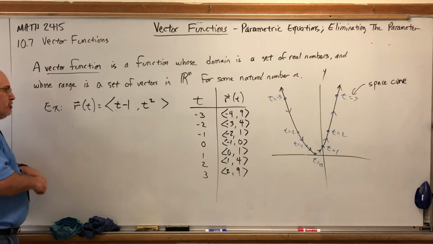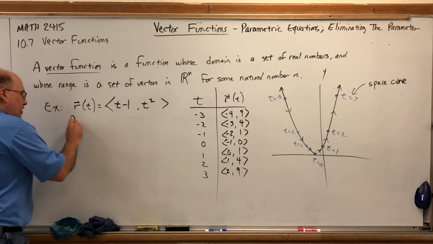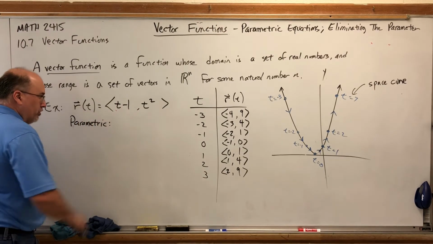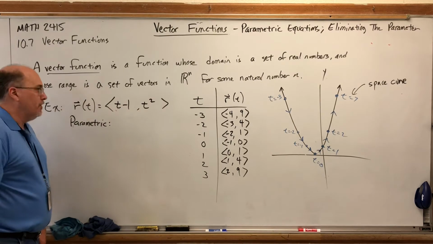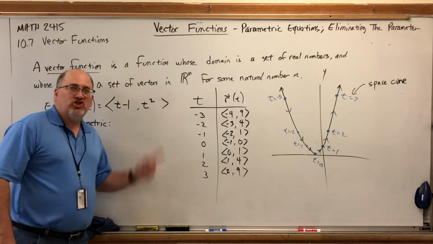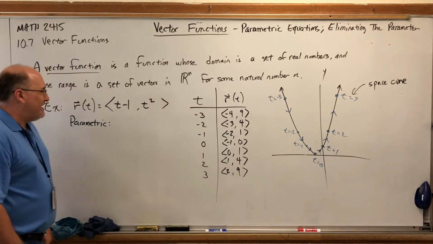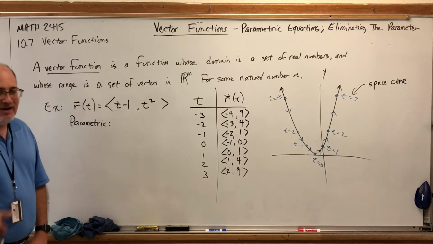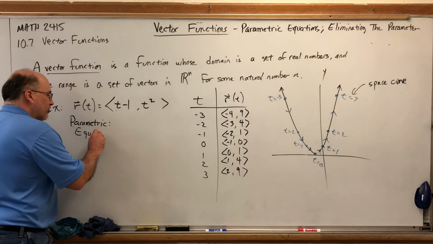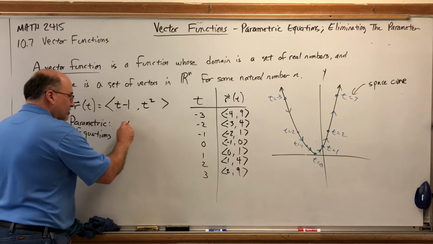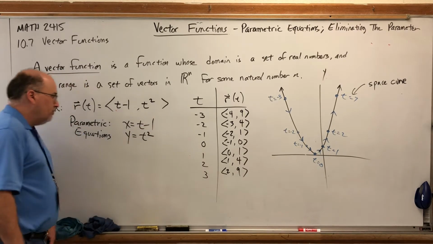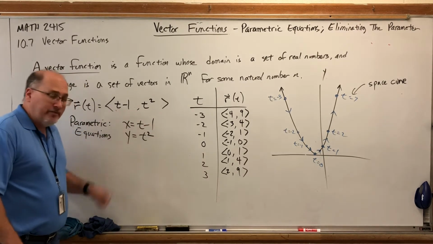As far as the parametric equations for any space curve, if you know its vector function, they can be obtained by simply looking at the vector function's component functions and setting them equal to x, y, and if necessary, z. In this case, the parametric equations for this vector function are just x equals t minus 1 and y equals t squared. X component, y component.